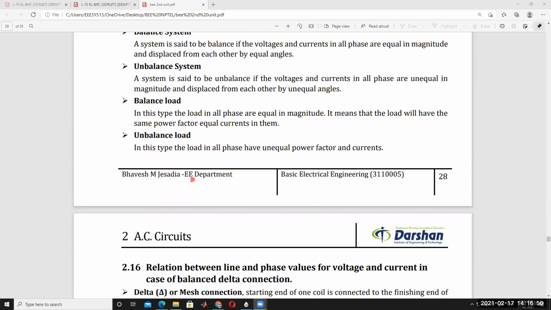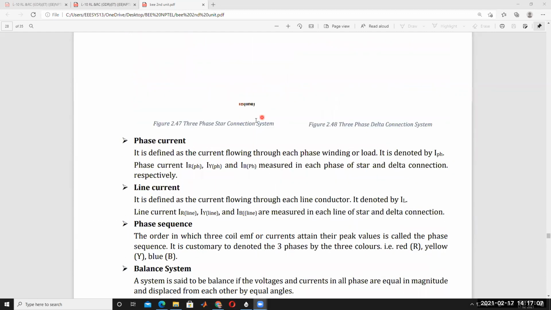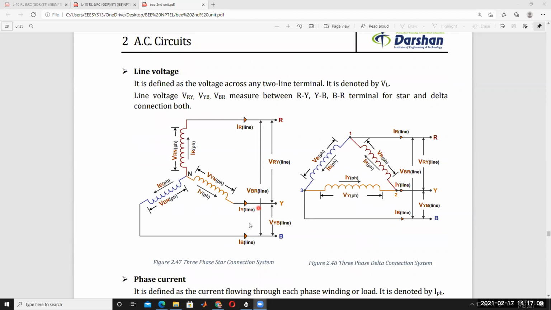Next, unbalanced system, unbalanced load. In this type of load, all phases have unequal power factors and currents. IR, IY, IB are different currents. That is said to be an unbalanced load. So this current, this current and this current are different, which means the power consumed by the load changes. R phase is different, Y phase is different and B phase is different.